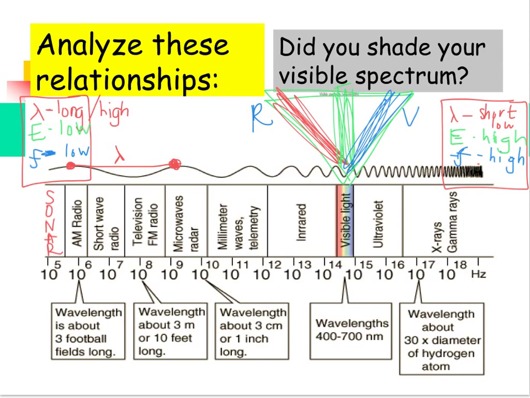Okay, so hopefully you've analyzed this little spectrum. You should be able to relate now. Question 1 on the bottom of the page: How does emitted light relate to the electrons in an atom? So talk about those two relationships that I just talked about with you with the red and violet.